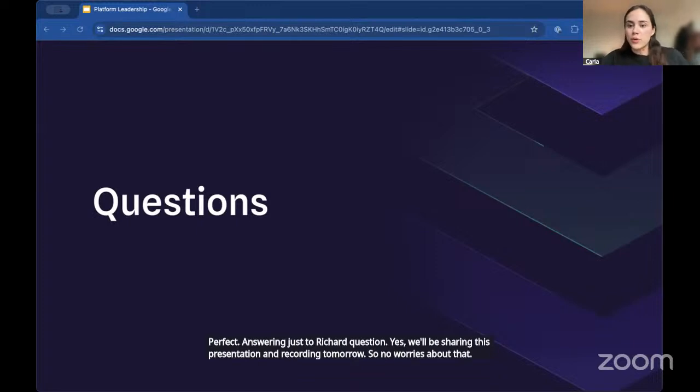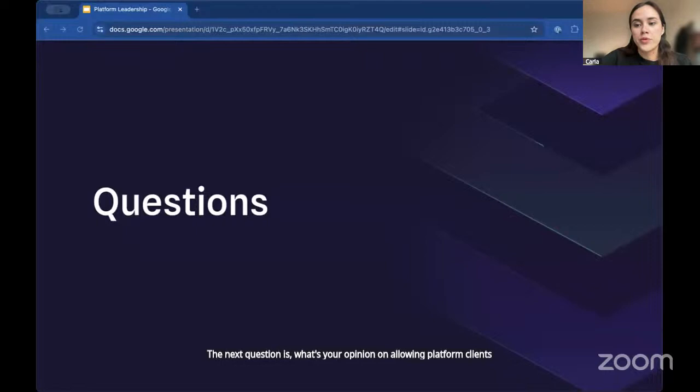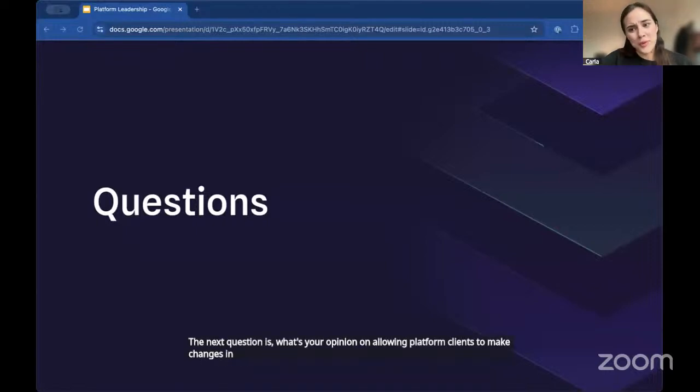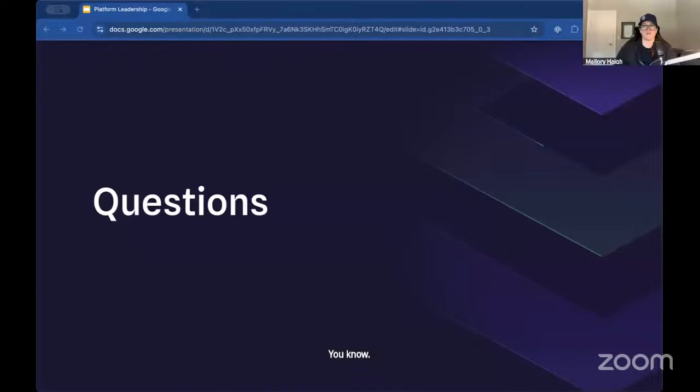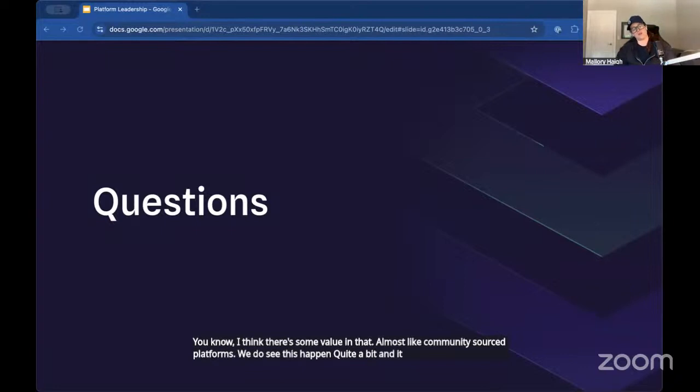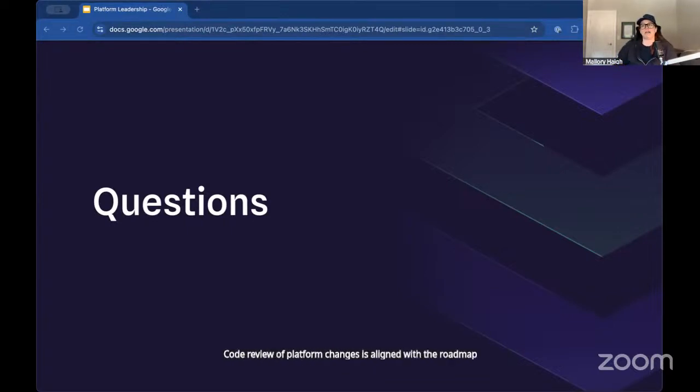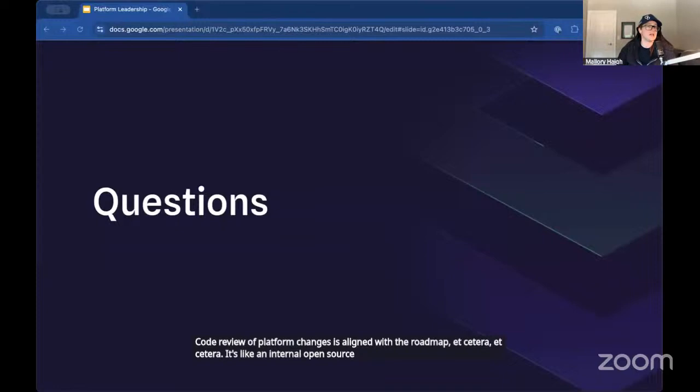The next question is, what's your opinion on allowing platform clients to make changes in their part of platform code? I think there's some value in that. Almost like community sourced platforms. We do see this happen quite a bit, and it helps with adoption, honestly, because people feel able to have contributed, people feel connected to what they're working in day to day, and they feel a part of the process. Now, how you do the checks and balances on that, code review of platform changes, is it aligned with the roadmap, et cetera. It's like an internal open source project, however you would treat that. Definitely a viable thing. It's not always the best option in really complex spaces, but it's certainly something we do see.